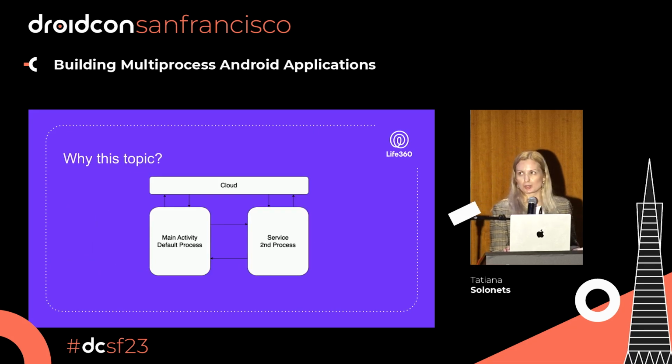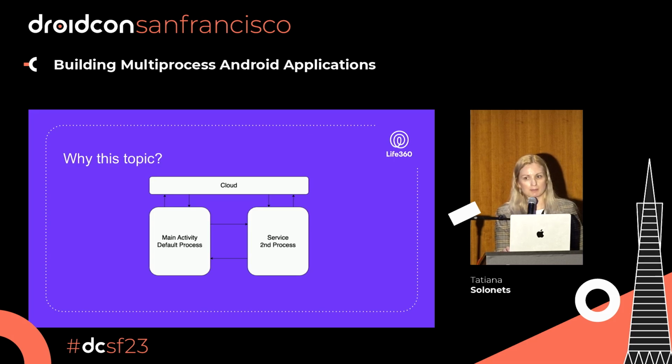And why this topic? We have had a multi-process architecture in Life360 for a while. We have our main default process where our main activity lives, and it communicates with a cloud. We also have a service that lives in a different process that also communicates with a cloud. And sometimes two processes talk to each other.